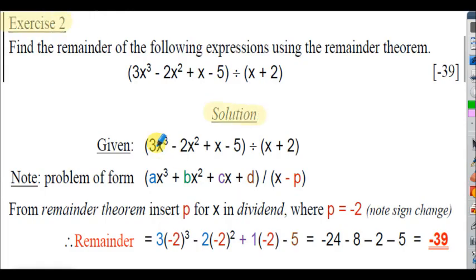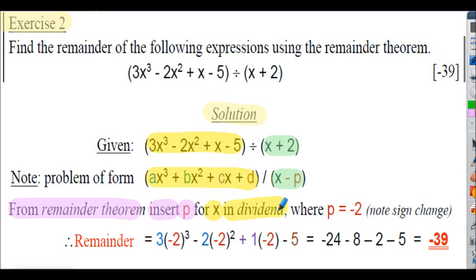From this problem we have a dividend, that's an expression in a cubic format, a divisor, x plus 2, from x minus p, and from remainder theorem we now insert p for x in the dividend. In this case p is equal to negative 2. So to find the remainder we simply insert the value of p for x in the dividend given in the problem and evaluate the remainder is negative 39.